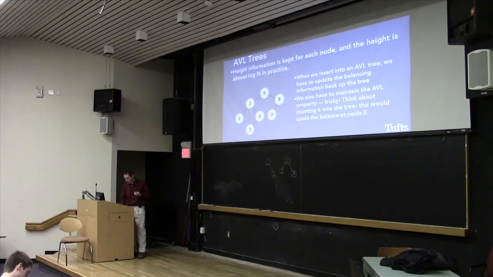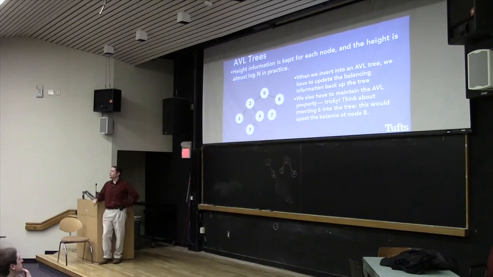All right, so what we have to do then is keep the height information for each subtree, right? Well, for each node, rather. You have to keep the height information for each node. And as it turns out, the height of this kind of AVL tree is almost the logarithm of the number of nodes, which is actually what we want.